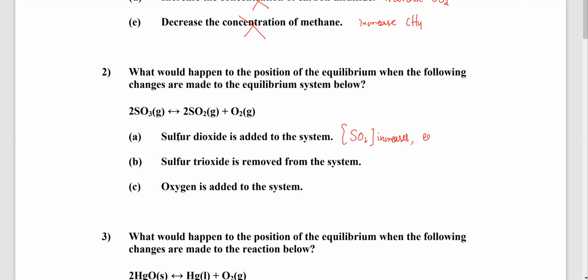Equilibrium would try to decrease SO2. So how can SO2 be decreased? By favoring the backward reaction, because the forward is going to produce even more SO2. We want lesser SO2, so convert the SO2 into SO3. So in this case, the first one, it's going to be backward.